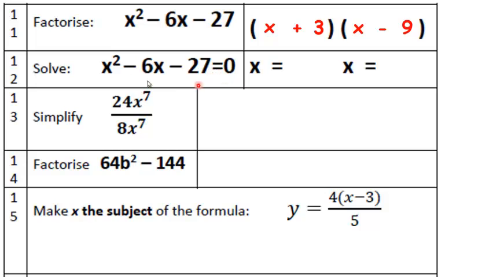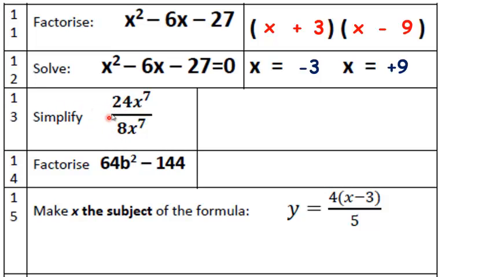Question 12 is one where you have to solve, and when you solve it, you factorize first, which we did in question 11, and then you write down the opposite side of the two x values. So I'll have minus 3 and plus 9. There's my answer.